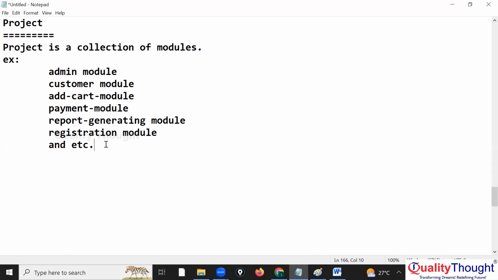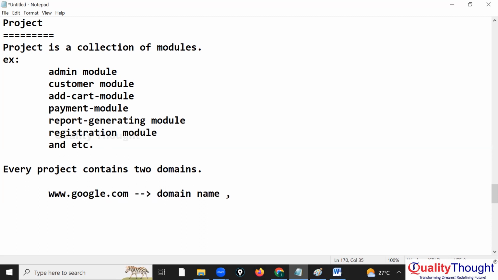Okay, sir. But one point you need to remember, guys: every project contains 2 domains. How many domains? 2 domains. Now the question will come: what does domain mean, sir? Many people think of www.google.com as a domain. This is the domain name. Some people will say website address. Some people will say URL. Understood my point here now?